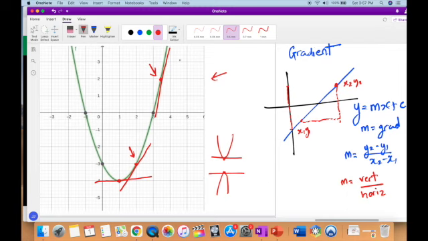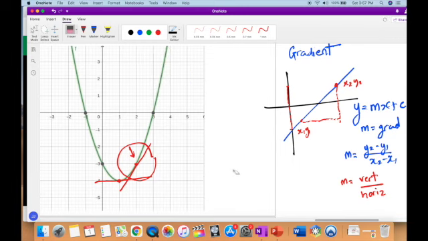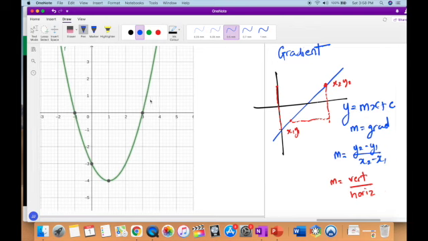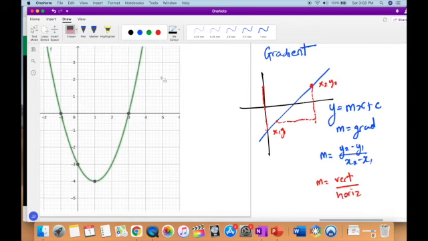But you could see here that this tangent is steeper than this one. So you could see that the gradient of the curve is always changing, and that is the bottom line. So you could never find the gradient of a curve, because the gradient of a curve is always changing. But what we can do is find the gradient of the tangent at any point.